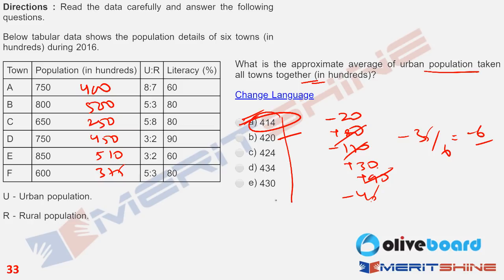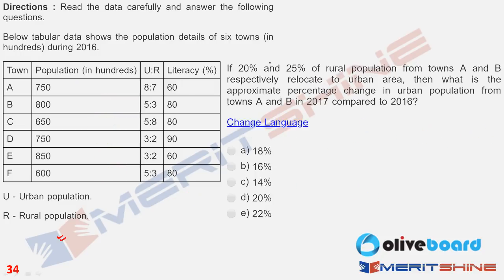Ideally I would advise you to leave this question in examination. Okay, if 20% and 25% of the rural population from town A and B respectively relocate to urban area, then what is the approximate percentage change in urban population from town A and B in 17 compared to 16, right?